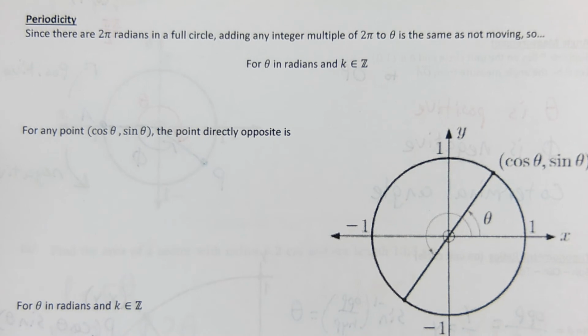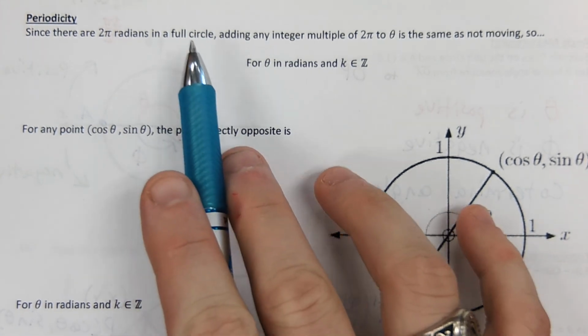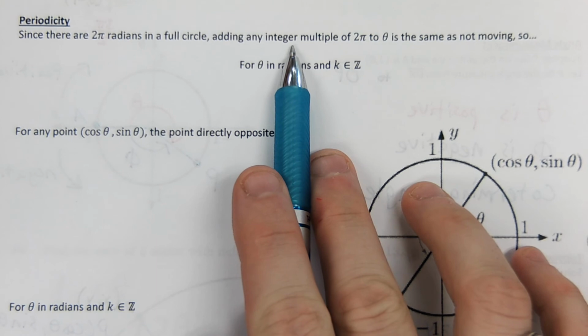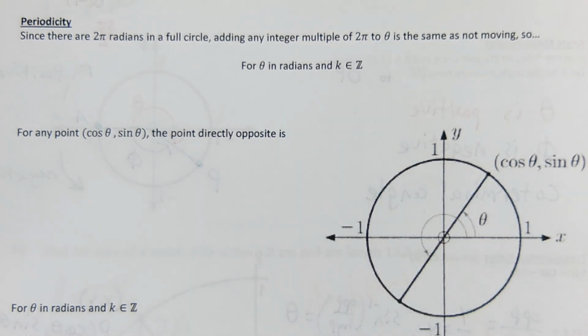What that means is things that repeat. Periodic things repeat. And since there are 2 pi radians in a full circle, I've already mentioned this, but adding any integer multiple of 2 pi to theta is the same as not moving because you just went a full circle. It's the same angle. It would be coterminal every time you add or subtract 2 pi.